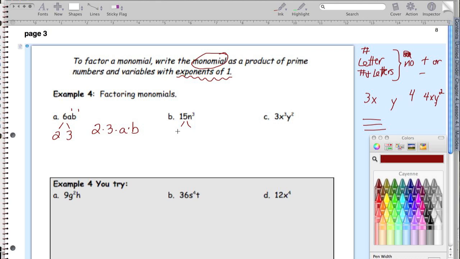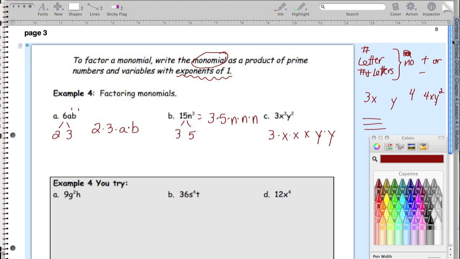15, it's going to be 3 times 5, and that's already broken down into the prime factorization. So 3 times 5 times n times n times n. So with variables, you have to spread them out because we want exponents of 1. With numbers, like we saw on the page before, you can square them and cube them. For letter C, it's going to be 3 times x times x times x times y times y. And that's all you do.